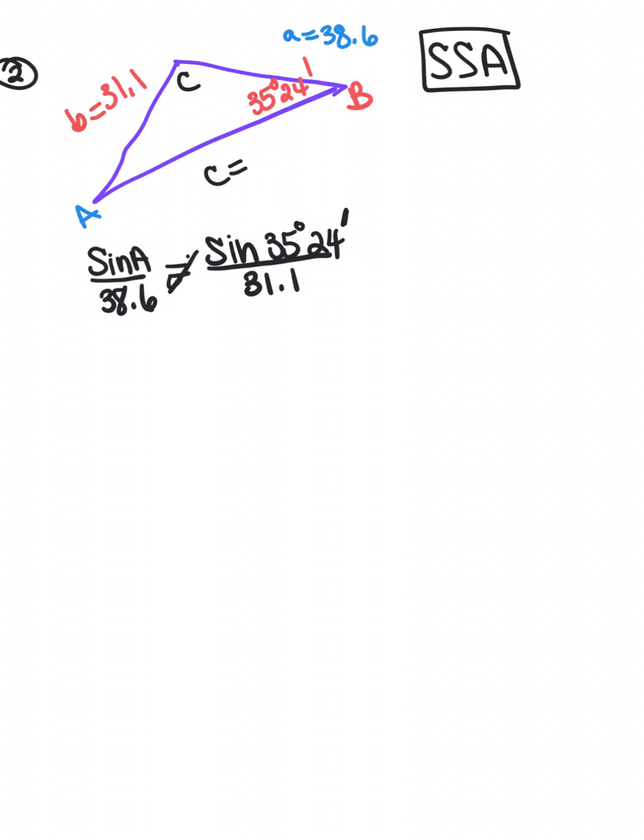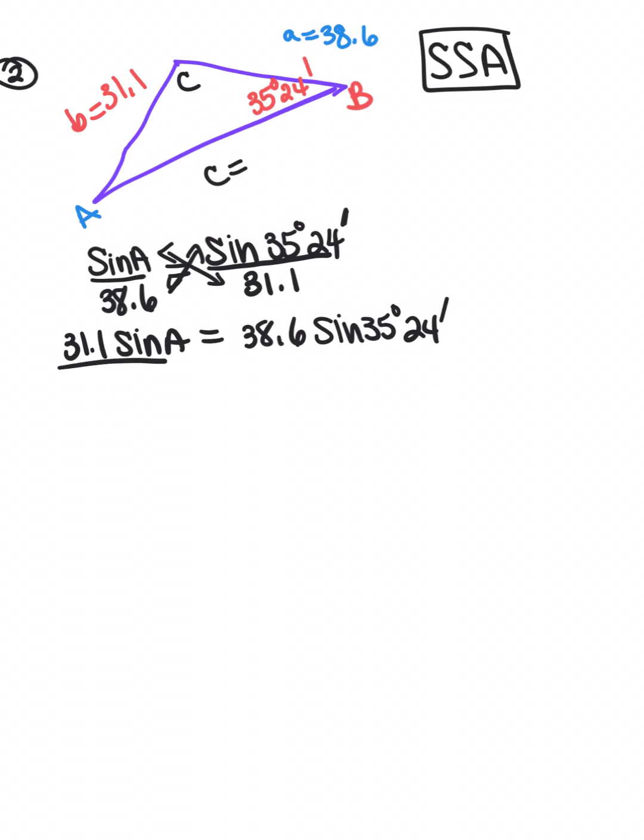We're going to cross multiply and solve. So we have 31.1 sine of A is equal to 38.6 sine of 35 degrees, 24 minutes. We're going to divide by 31.1. And now we're going to take the inverse sine of both sides.